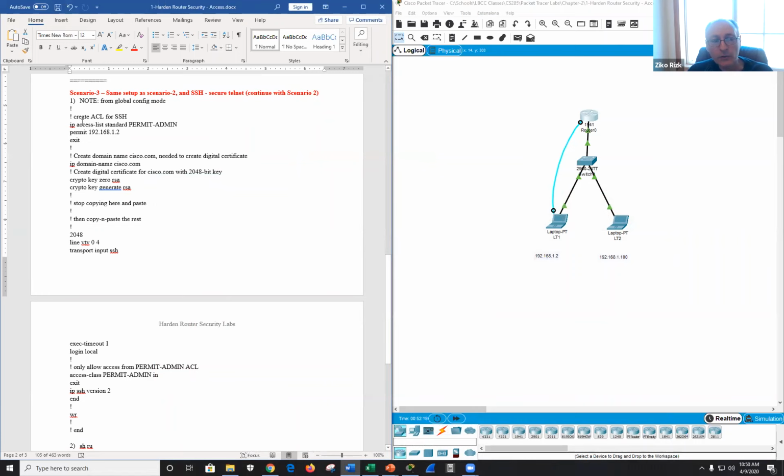So first, I don't want every computer to be able to SSH into a router. So I want to narrow it down in this case to a single computer. This is the system administrator IP address, and we only want that IP address to be able to SSH. And that's an excellent idea.